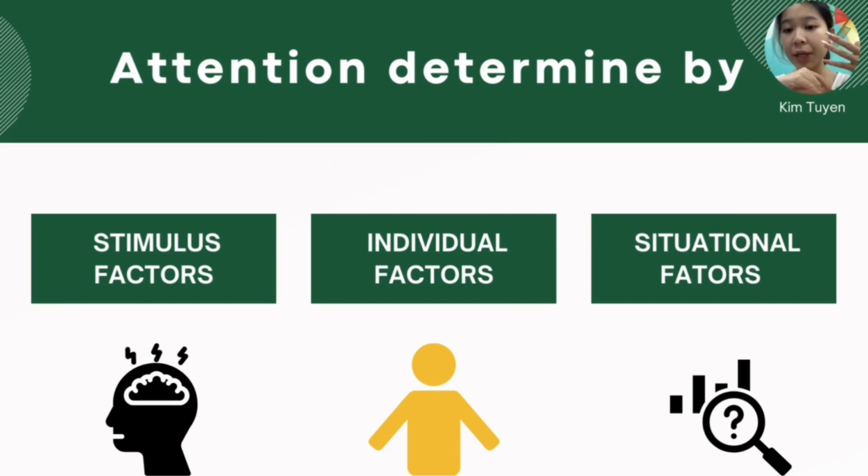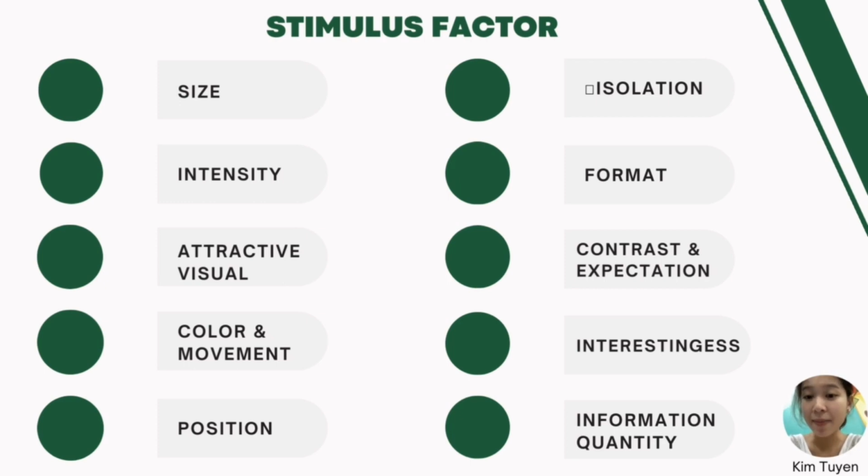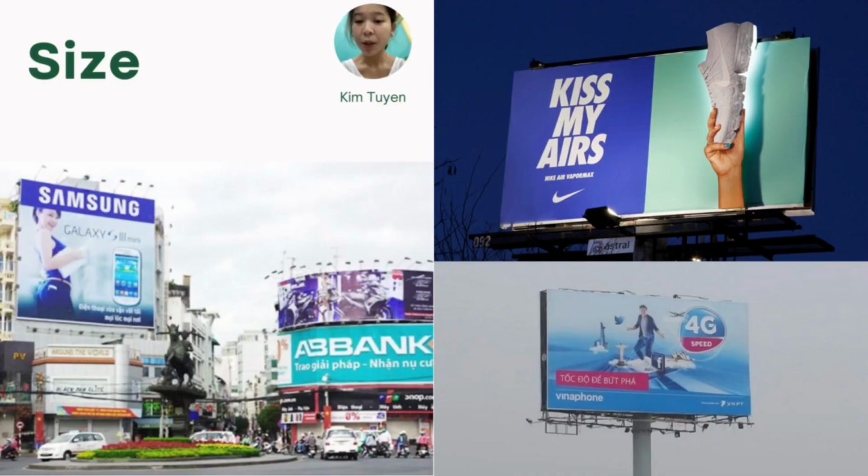Attention is determined by three factors. The first one is stimulus factors. The second one is individual factors, and the last one is situational factors. In stimulus factors, there are 10 elements which strongly impact customer attention. We have size, intensity, attractive visual, color and movement, position, isolation, format, contrast and expectations, interestingness, and the last one is information quantity. The size: the bigger banner or the bigger advertisement will attract people more than the smaller.